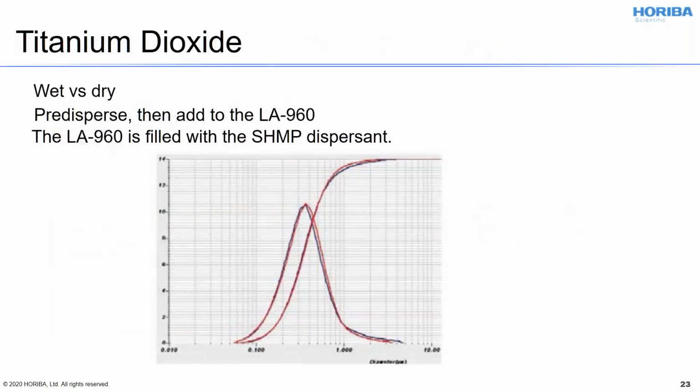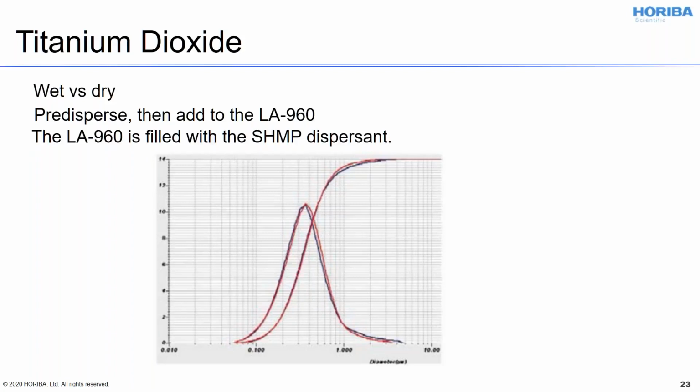Okay, titanium dioxide, wet versus dry. Now here, my notes on the sample preparation were pre-dispersed and added to the LA-960, and the LA-960 is filled with sodium hexametaphosphate. So what do I mean by pre-disperse?